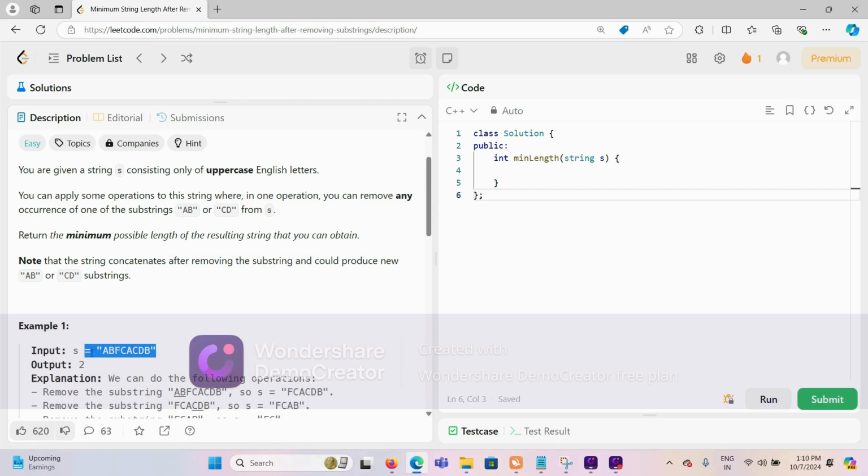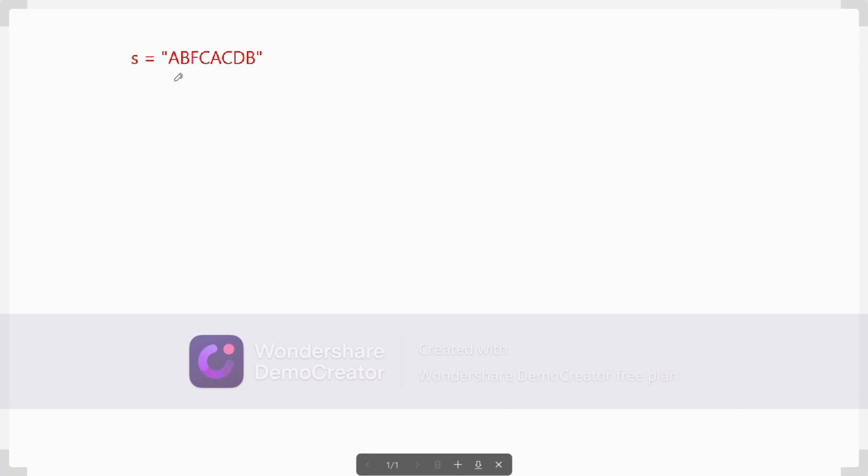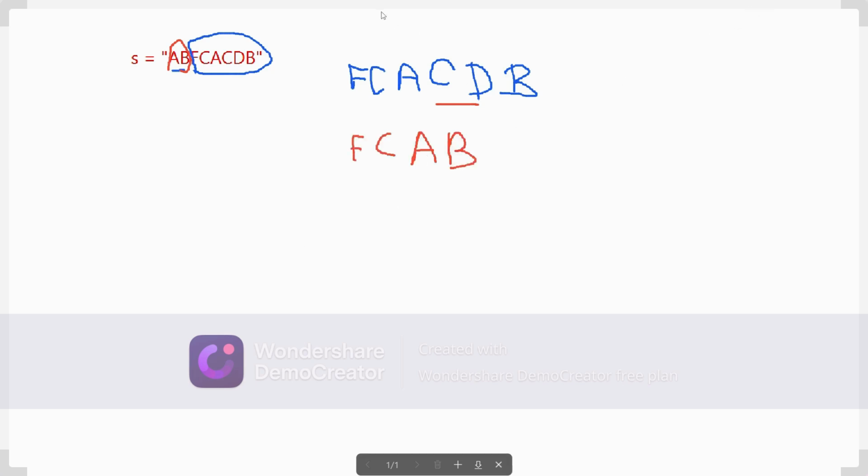So for example, if you take this example, what we can do here is, for this string, first of all we can remove this AB, right? Then we have this left. If we remove this AB, we would have only FCACDB. So after removing this AB, this is the new string. Now here again we can remove this CD, right? So this will become now FCAB. Now see here we can again remove this AB. We found another AB. So after removing we would have F and C. So what is the final length of it? Final length is 2 only. So this length is what we have to find.